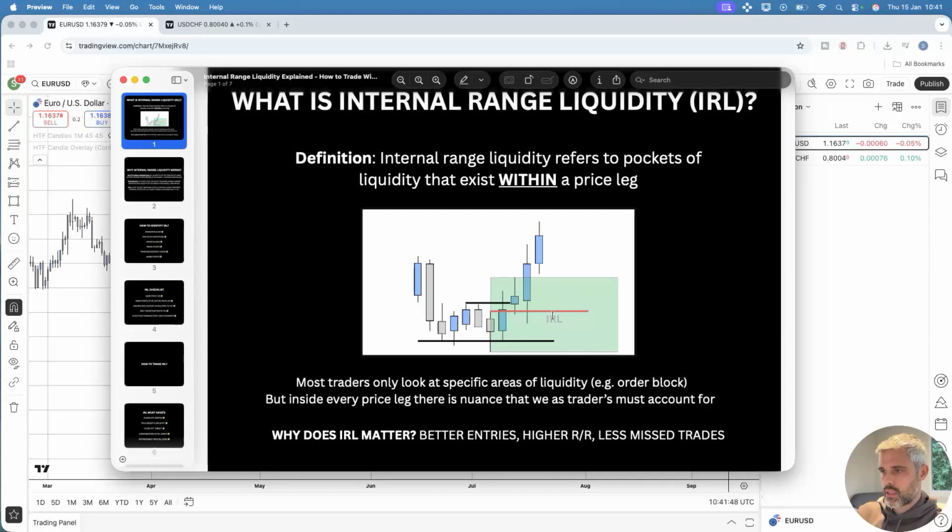You'll notice here there's this red line. This is the order block. So one of the main points of internal range liquidity is often the order block. And what you see is price stings into the order block and then trades away.